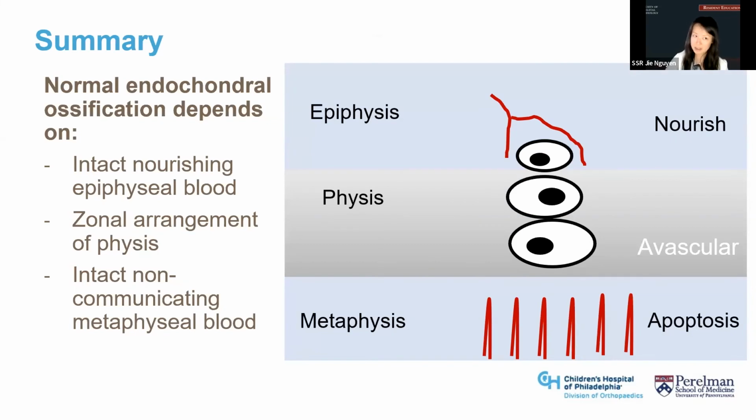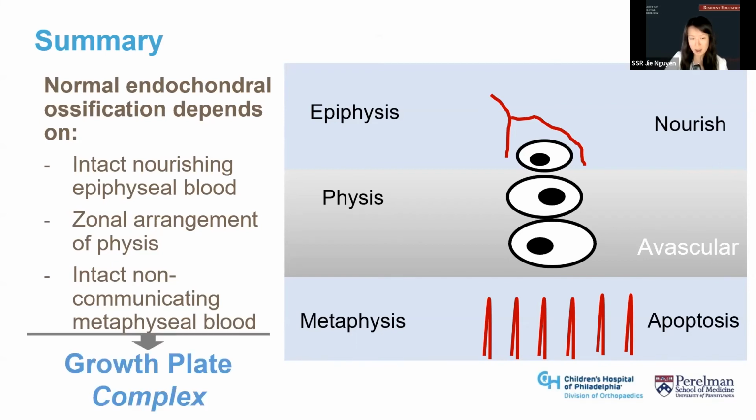So to summarize, normal endochondral ossification depends on the intact nourishing blood vessels from the epiphysis, the zonal arrangement of the physis, and then the non-communicating vessels from the metaphysis to really starve these chondrocytes to die, unfortunately. And this is what we call the growth plate complex. So we're not looking just at the growth plate, but we're actually looking at structures adjacent to the growth plate.